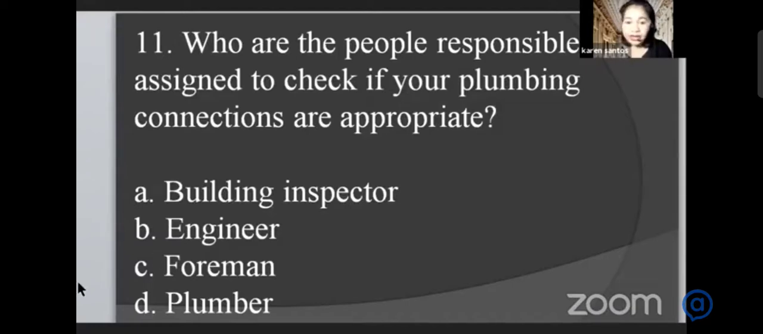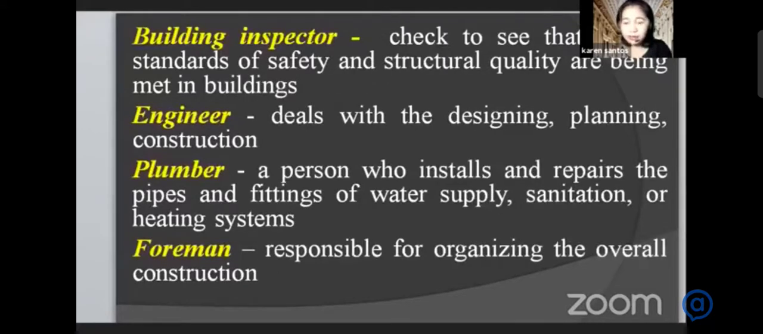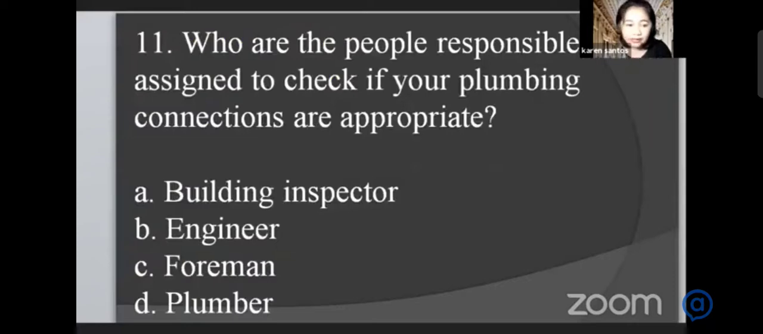Okay, so the correct answer is letter A. It is a building inspector. The building inspector is the one responsible to check and see the certain standards and safety. The engineer deals with designing and planning. The plumber is the person who installs and repairs the pipes and fittings of the water supply. While the foreman is responsible for organizing the overall construction.